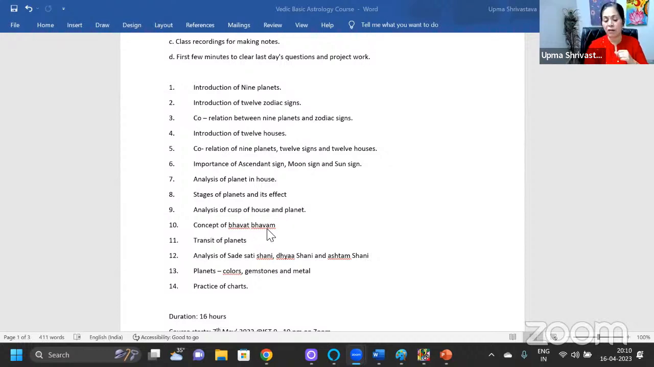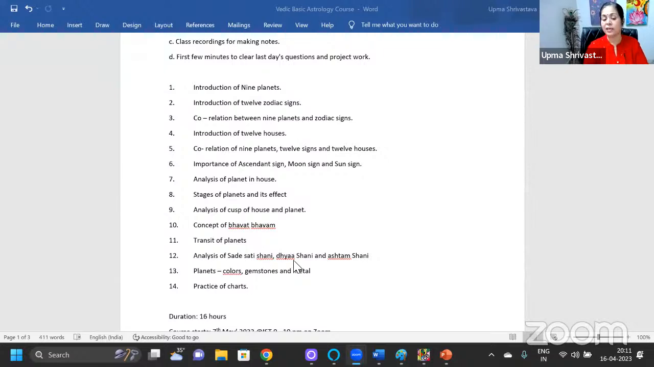Then the concept of bhavat bhavam. Bhavat bhavam means from one house, the distance between one house to another house, how these houses create a push and pull kind of effect in astrology, that we are going to learn. Transit of planets, how the transit of planets will help you to do the predictions, whether they are supportive or non-supportive, then what kind of remedies you have to do, or wait before taking any decision.